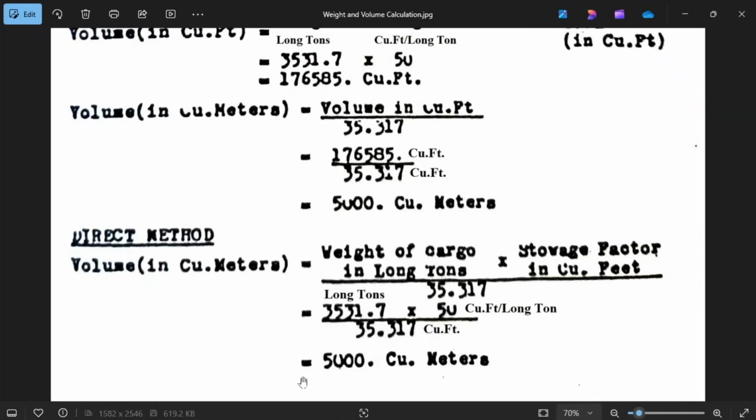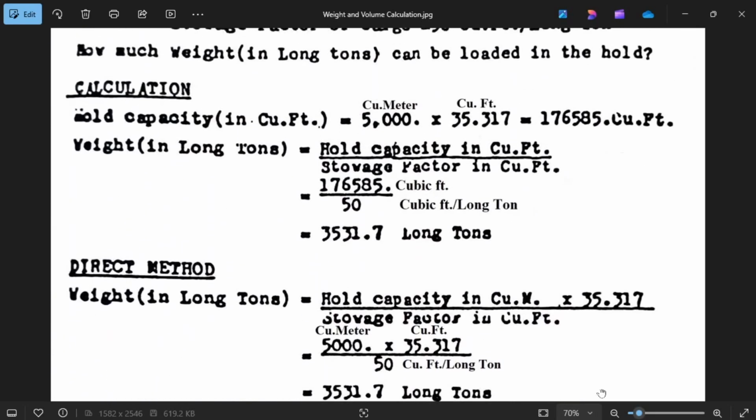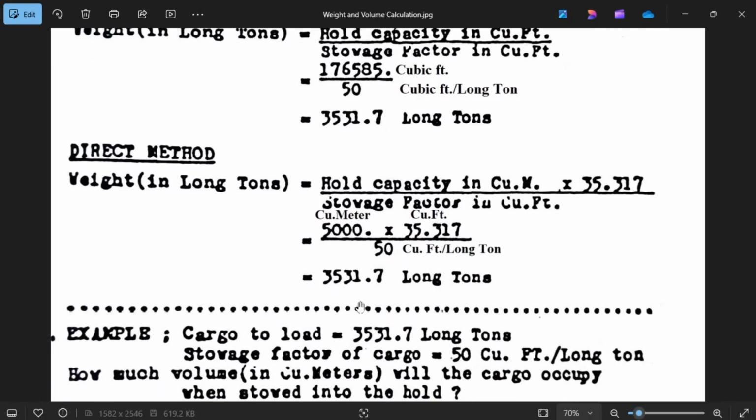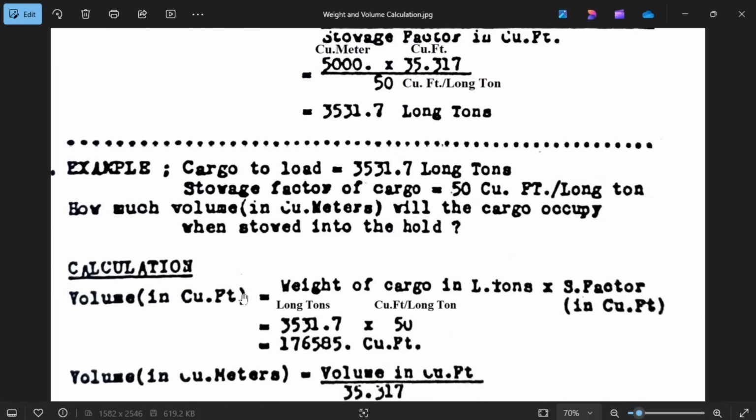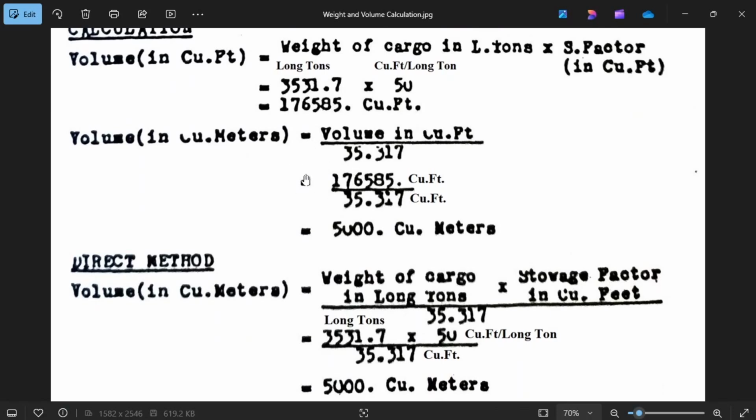Your answer will be 5,000. Okay. Now, just review this procedure, guys, from example number 1. Then you get here the solution, and you have another solution here. And example number 2 is asking for the volume in cubic meters, and here will be your answer, and you have another solution here.